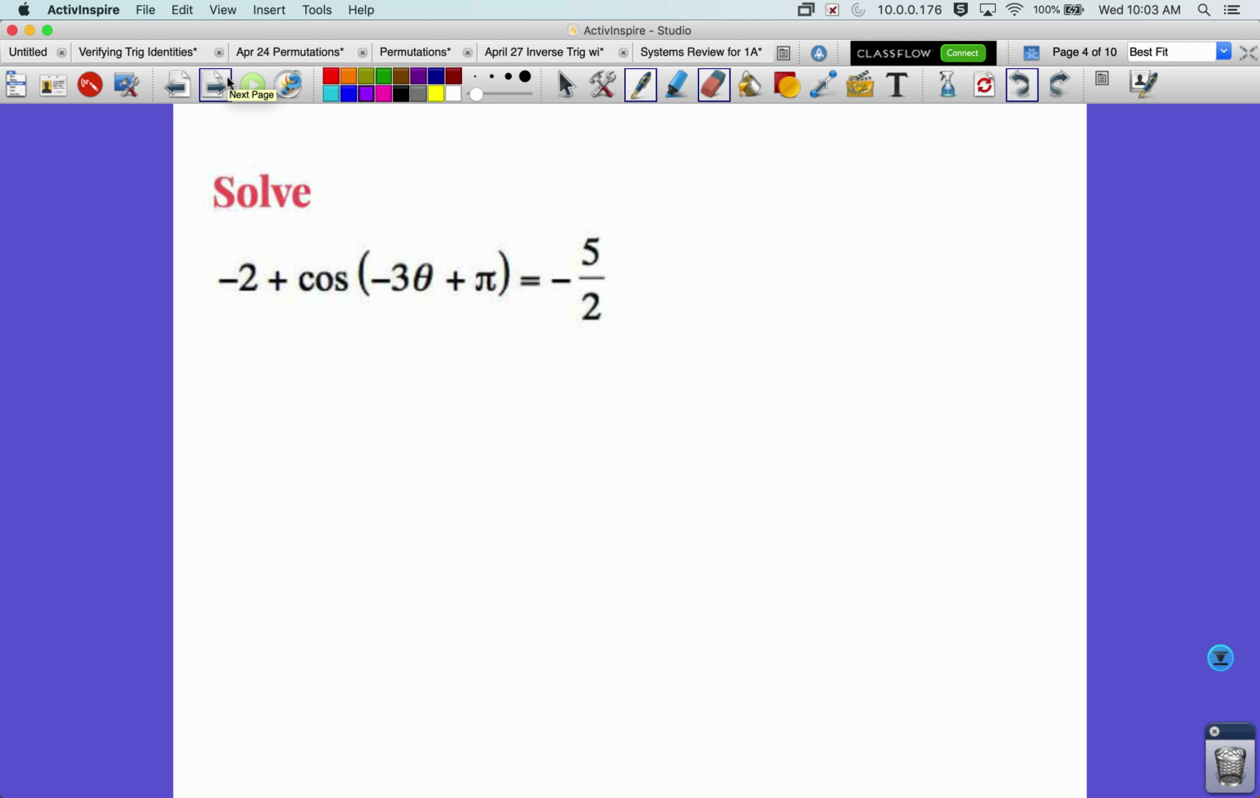Okay, so we're going to change gears a little bit and look at one with operations inside the argument of the trig function. The first steps are still the same. We have to isolate this trig function, so we want to add 2 to both sides. Plus 2, but 2 is the same as 4 over 2, and if I write it as 4 over 2, then I can just combine these directly. So these cancel out, and I've got cosine of negative 3 theta plus pi.